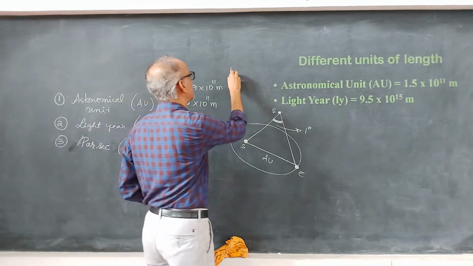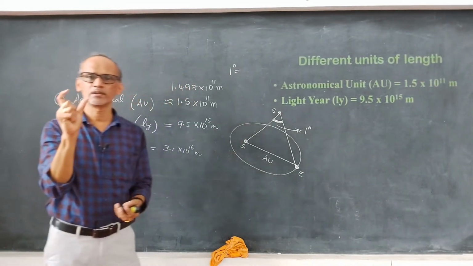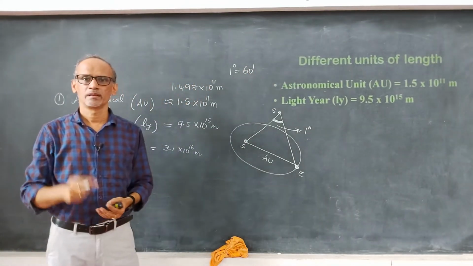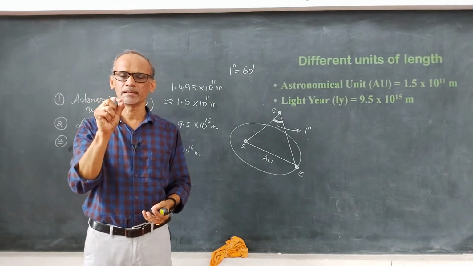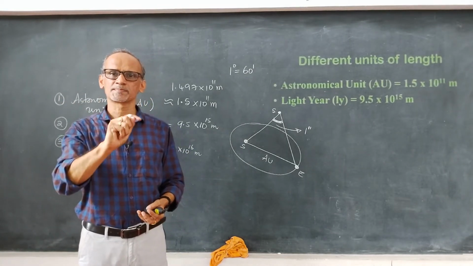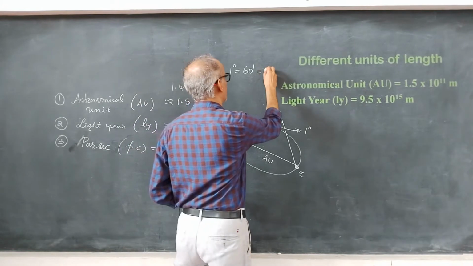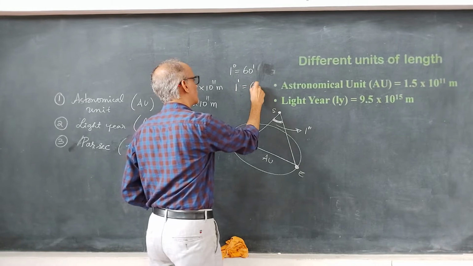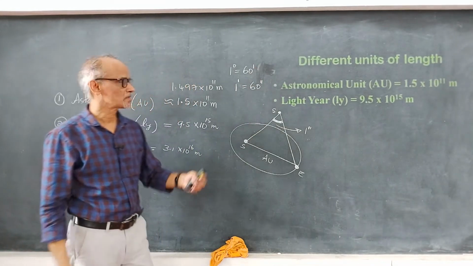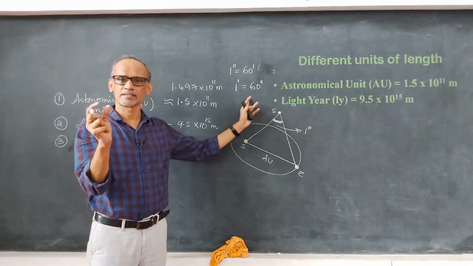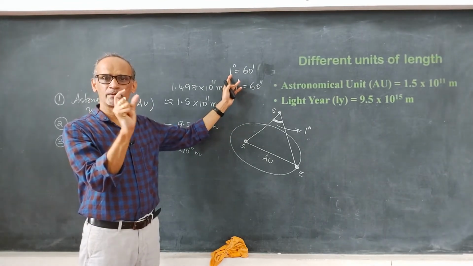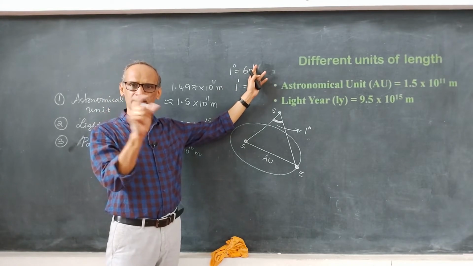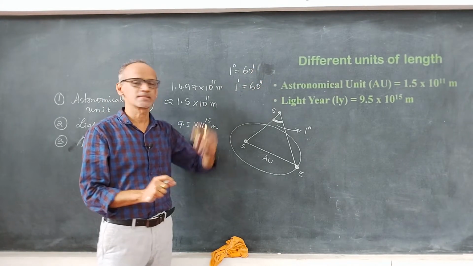See, 1 degree we can split into 60 parts and we call it 60 minutes. And 1 minute, that angle, I am talking about the angle, can be further split into 60 more parts, and that is called 1 minute is equal to 60 seconds. So, these are all smaller units of the angle. 1 degree split into 60 parts, what do we call? 60 minutes. And that 1 minute, if I further split into 60 more parts, then that is called 60 seconds.